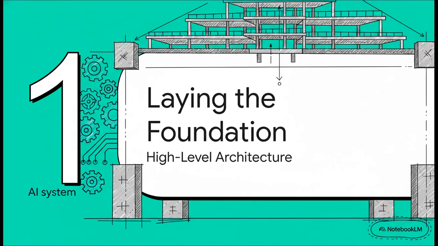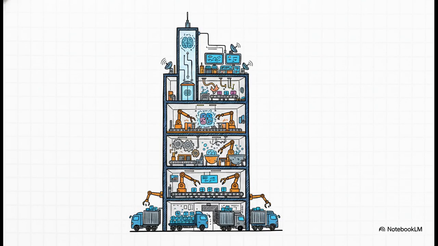Okay, first things first, before you even think about pouring concrete, you need a high-level sketch of the whole thing. This is where we define the big picture for our AI system. You know, what are the main floors, where do the big support beams go, and how does it all fit together? Now, this is where our skyscraper analogy really comes to life.